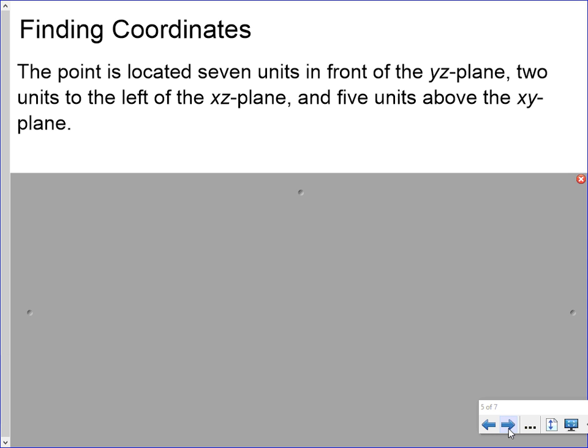Okay, now this slide is just using information in some way. So one way we can use information that we know about the 3-dimensional coordinate system is to find coordinates. So if I give you a description about the location of a point, can you tell me what the ordered triple is? That's basically what it's asking. So here we know the point is located 7 units in front of the YZ plane, 2 units to the left of the XZ plane, and 5 units above the XY plane.